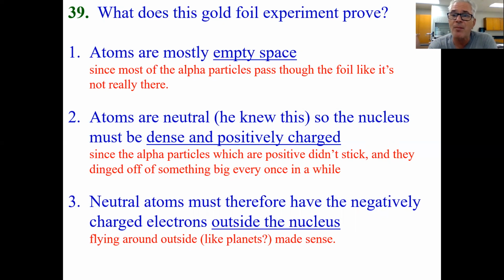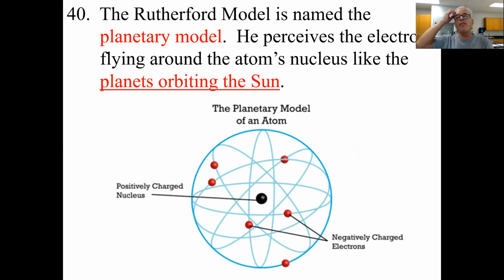And right around this time, they were coming up with really good telescopes. Hubble was a good scientist back then. They're looking at the stars and the solar systems. Everything's going around. The planets going around the sun. We're starting to understand all that. Planets go around the sun. They never fly away. They never get sucked into the sun. Electrons seem to be flying around. Perfect. Okay? The Rutherford model is called the planetary model.